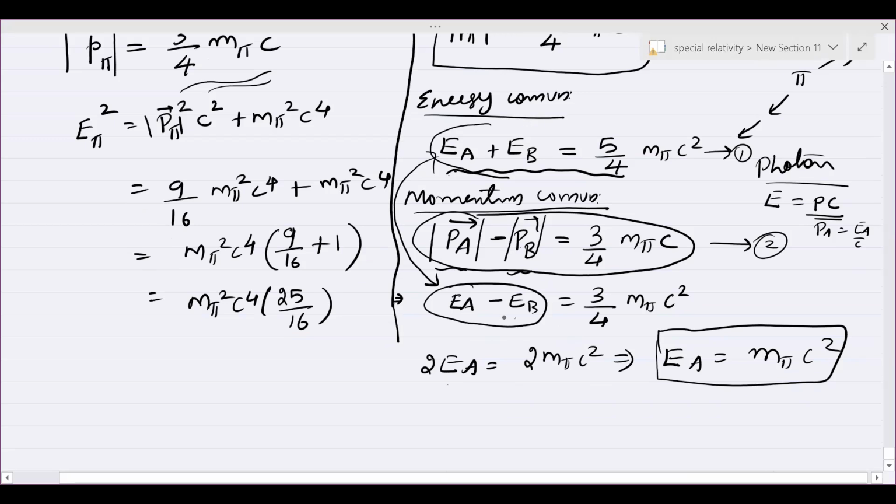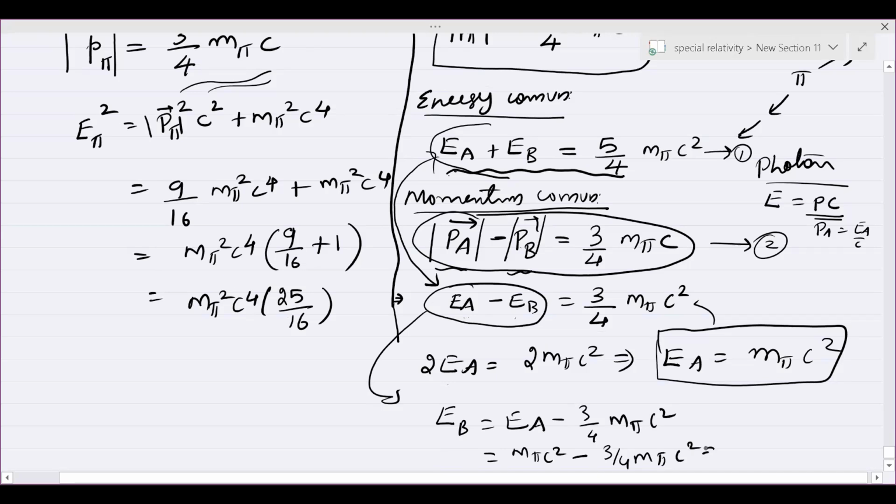Yes, sir. All right. Now you just substitute this back into this or that equation and you can find Eb. You just substitute Ea here. So you see that Ea minus Eb is equal to 3 by 4 m pi c square. So Eb is equal to Ea minus 3 by 4 m pi c square. And this is equal to m pi c square minus 3 by 4 m pi c square, and that's equal to 1 by 4 m pi c square.